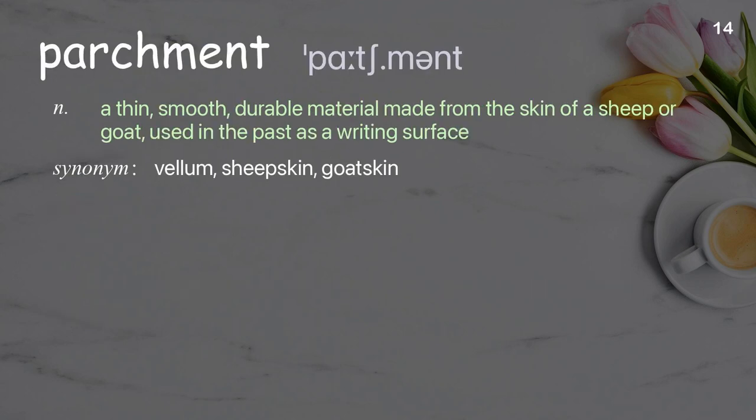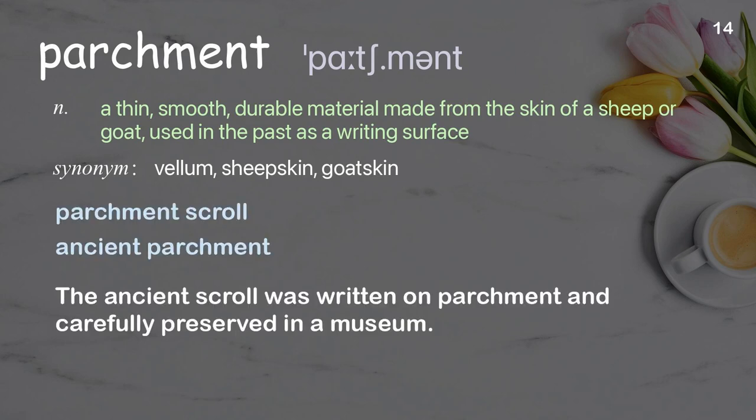Parchment. A thin, smooth, durable material made from the skin of a sheep or goat, used in the past as a writing surface. Examples: Parchment scroll, ancient parchment. The ancient scroll was written on parchment and carefully preserved in a museum.